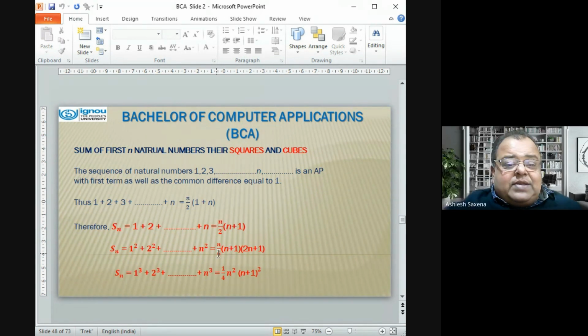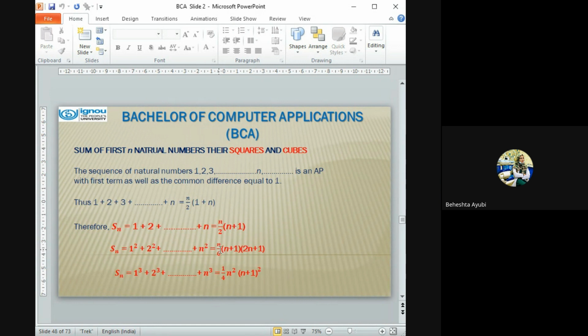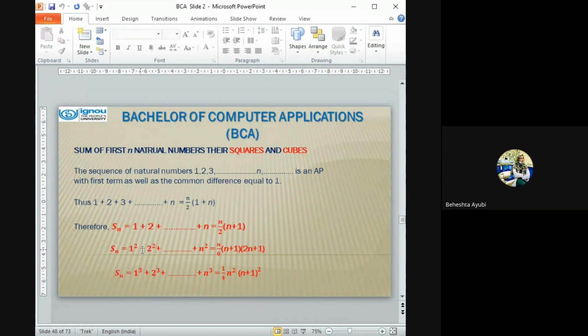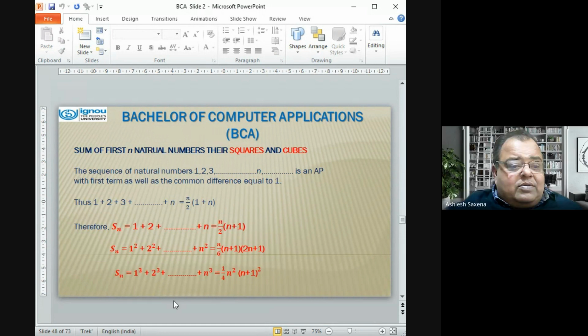Now, replace n by 2 here. Tell me what you are going to get. N is equal to 2. It will become 5, sir. What is the summation of these two numbers? It is also 5. This is what I am proving.